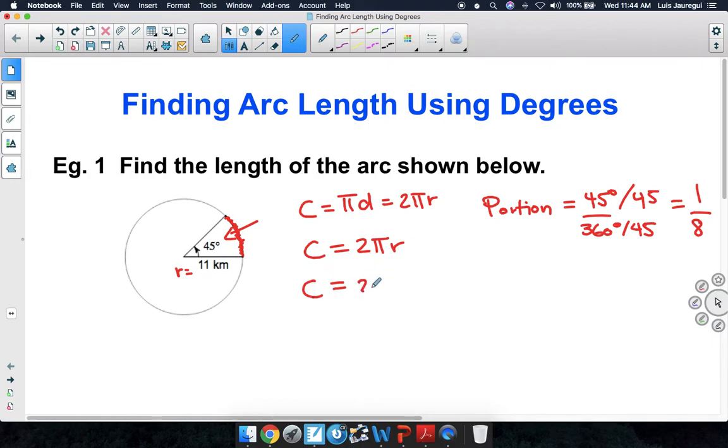Okay, substituting in what we know, which is the actual value for the radius, we have that the circumference is equal to 2 pi times 11 kilometers. Now multiplying on the right hand side of the equation, we get 2 times 11 is 22 times pi times kilometers. So the entire circumference of the circle is 22 pi kilometers.